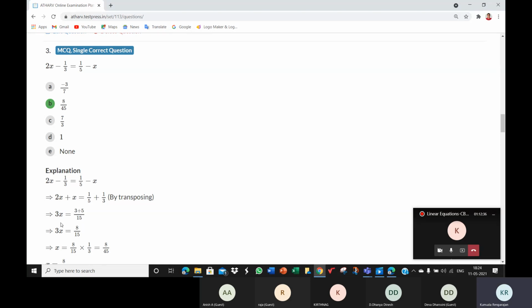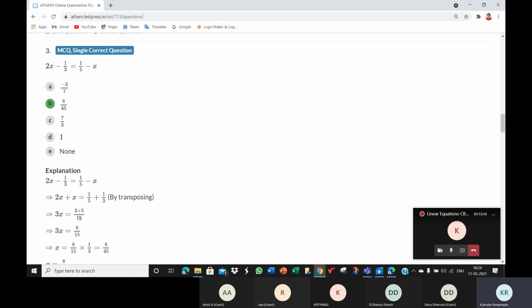Now 2x plus x is 3x, and 1 by 5 plus 1 by 3. You can take up the LCM and work as you understand. Like you can write 1 by 5 with denominator 15, so 3 by 15, and 1 by 3 as 5 by 15. Equivalent fractions. Adding fractions 1 by 5 plus 1 by 3. Take up the LCM, but it's better we get used to this method. The LCM of 5 and 3 is 15.